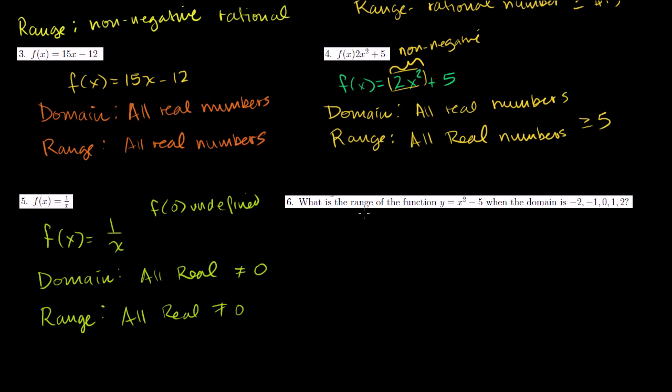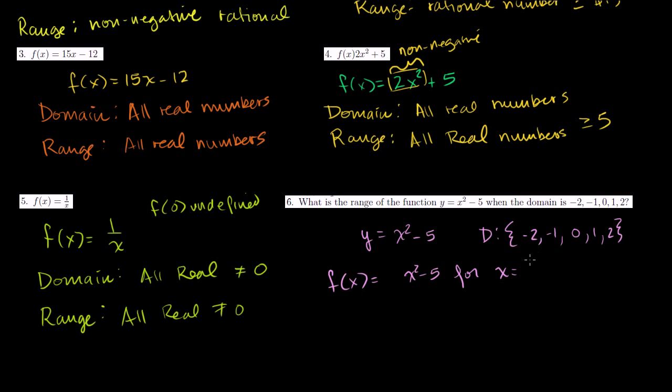All right, problem 6. What is the range of the function y is equal to x squared minus 5 when the domain is, so they're defining the domain, they're restricting it. They're saying the domain is just the numbers -2, -1, 0, 1, and 2. So this function definition really should say f of x is equal to x squared minus 5 for x a member of the set -2, -1, 0, 1, 2. It's not defined for x being anything else than that. You don't know what to do with it. You can only apply it if x is one of these.